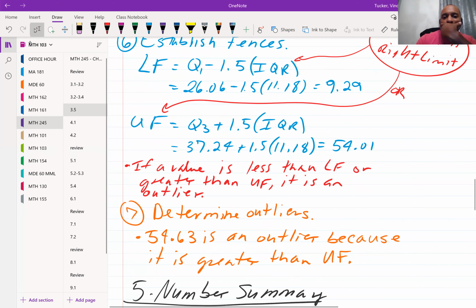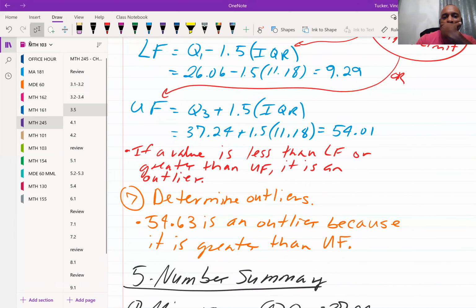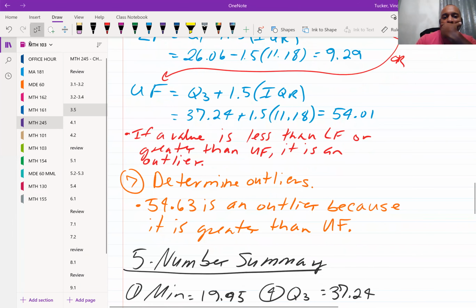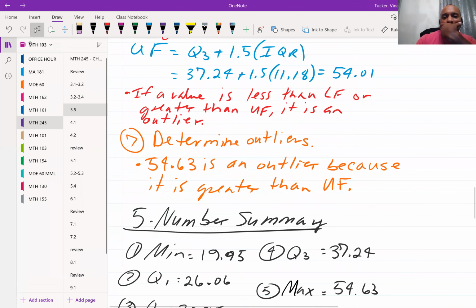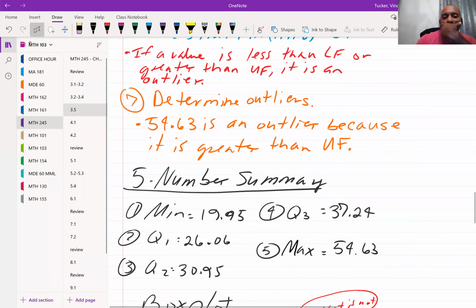So, is everybody done with the blue? All right, so that's our 5-number summary. Now, notice that's the minimum, Q1, Q2, Q3, and then the maximum.